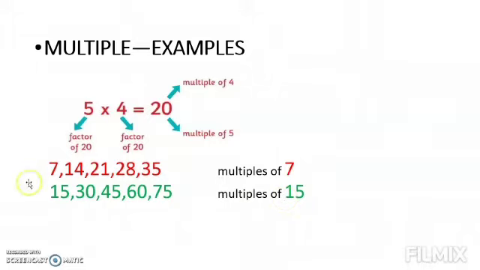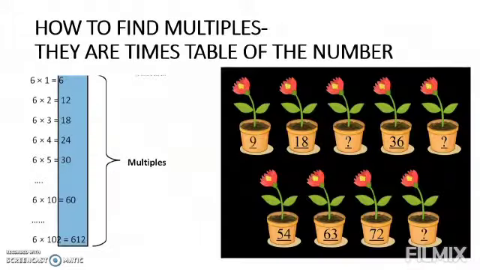So the question is, how do we find multiples? We find multiples by writing the tables. Here the example table of 6 is given, and we can find n number of multiples, meaning endless multiples. 6 5s are 30, 6 6s are 36, and so on and on. 6 10s are 60, 6 11s are 66. We can go on and on by multiplying the next number with the number and we will find the multiples.